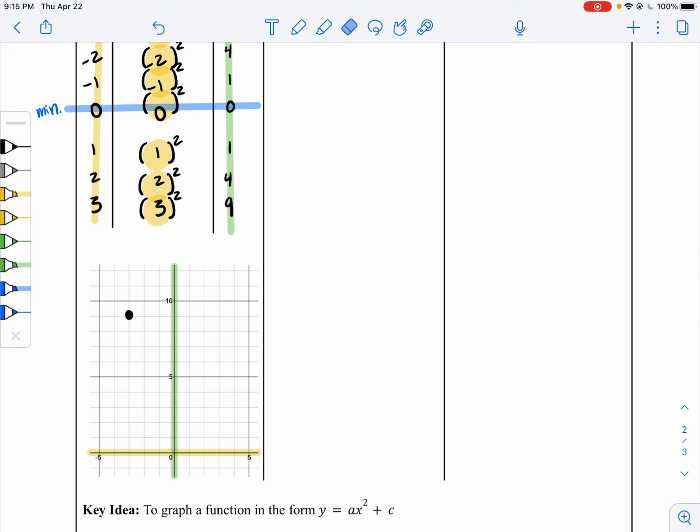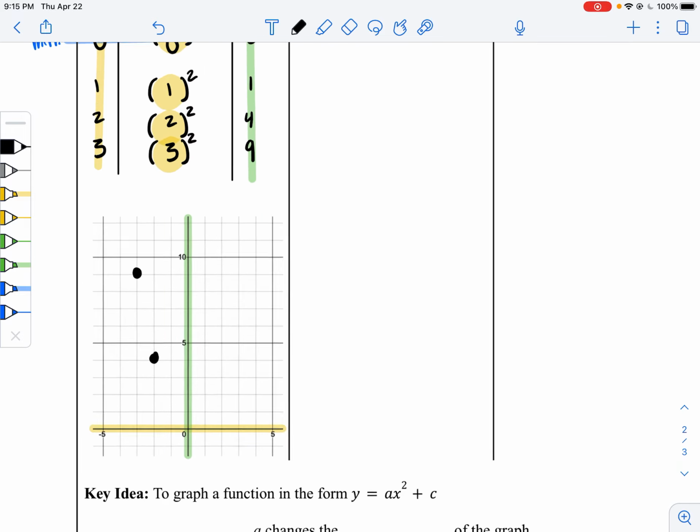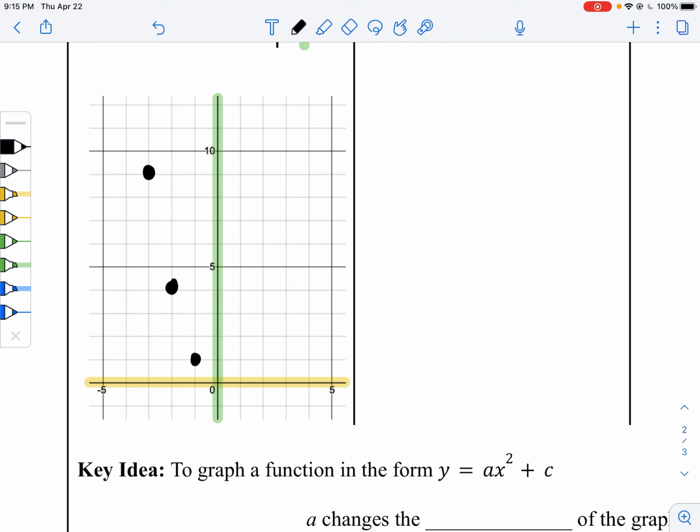Next, we have back 2, which is here. That was a really bad line. Back 2, up 4, so there. Then -1, 1, 0, 0, 1, 1, 2, 4, 3, 9.